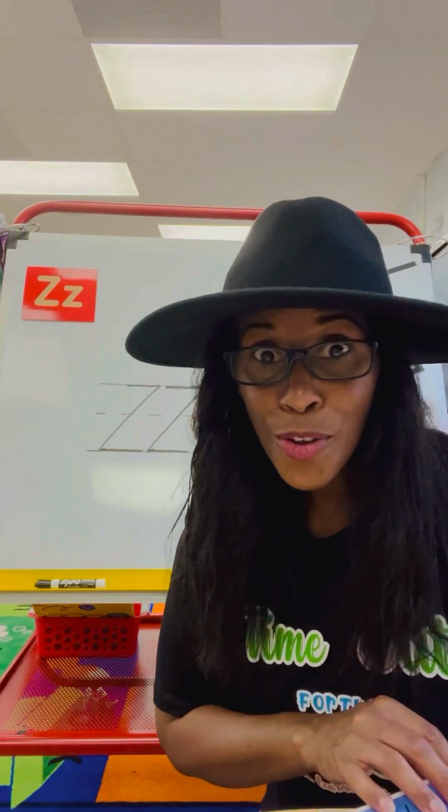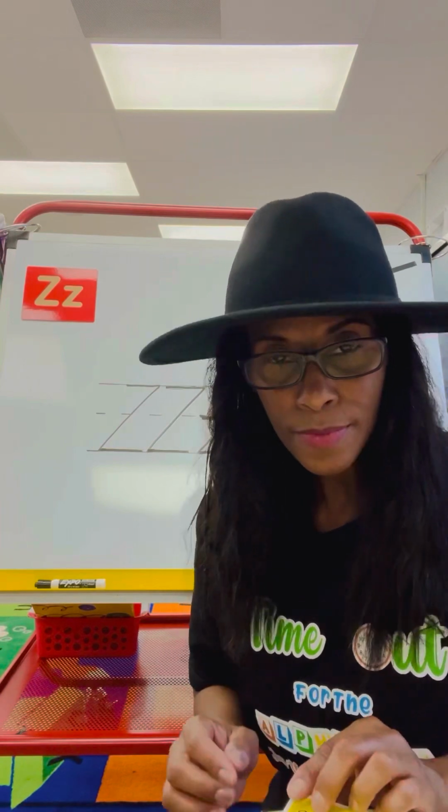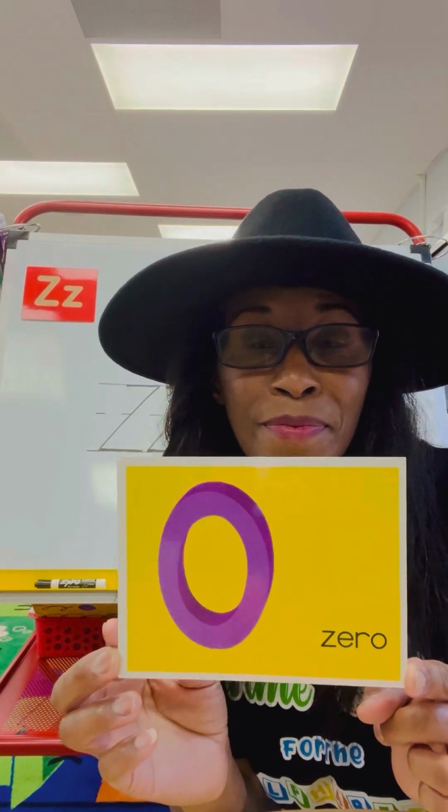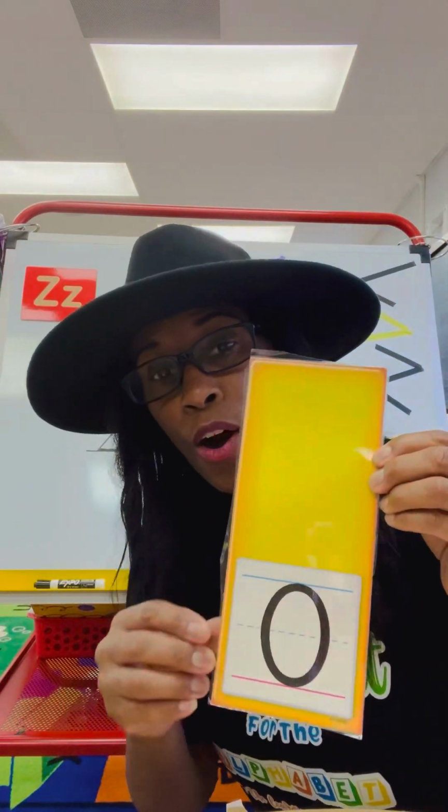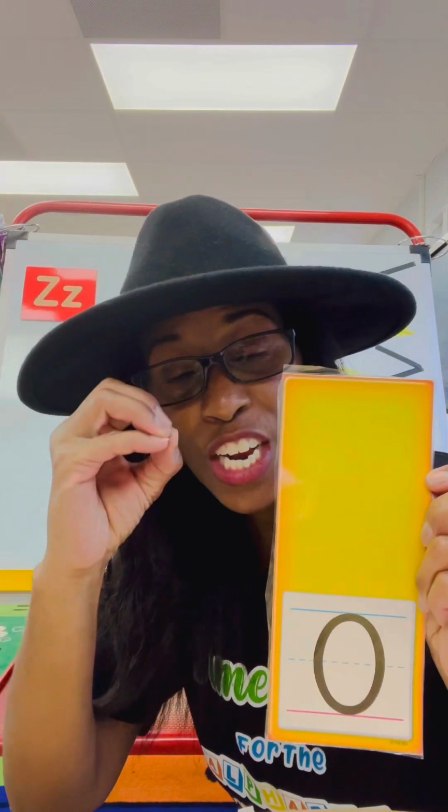Let's see, what other picture do we have? What is this a picture of? If you said 0, you are right. Now, does 0 have anything up here? No. 0 means there is nothing.